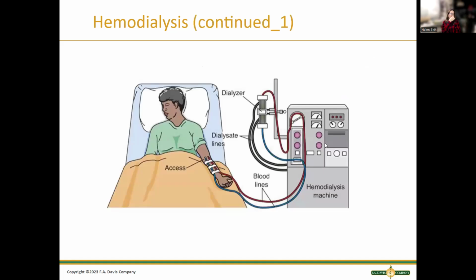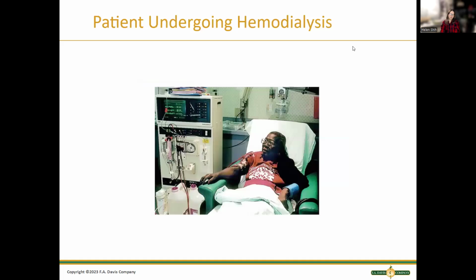So this is what a picture of hemodialysis looks like. You can see that there's two needles in the patient's arm, and that it's getting filtered through a machine, through a dialyzer, in order to filter out excess waste products as well as excess fluids. So this is another picture of a patient undergoing hemodialysis. This is a really old picture. These machines don't look like this anymore.